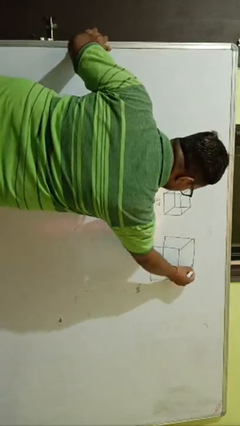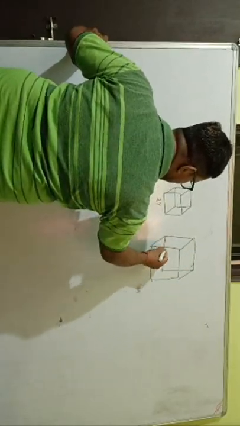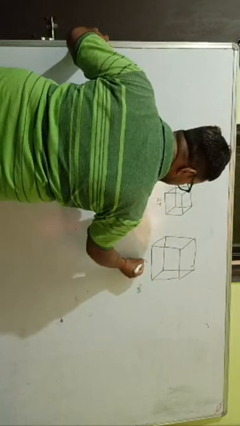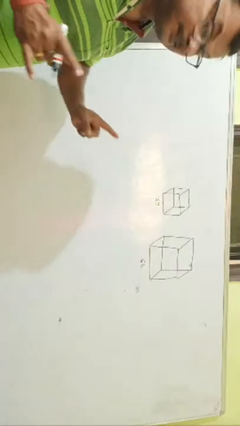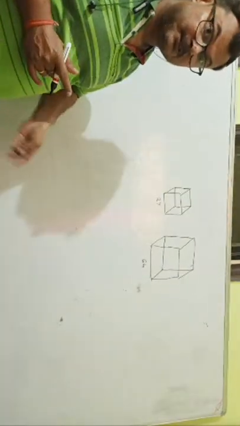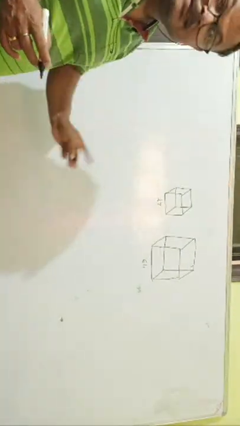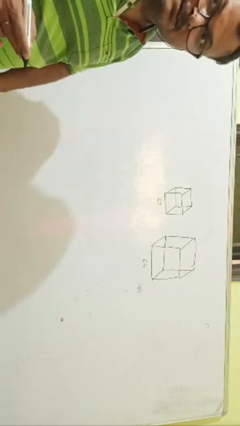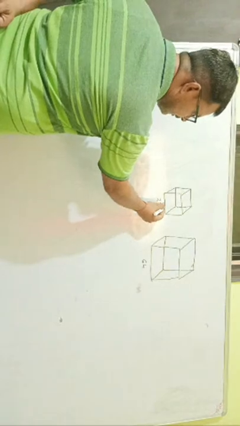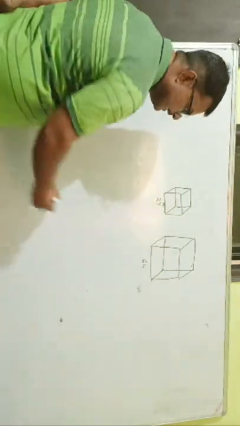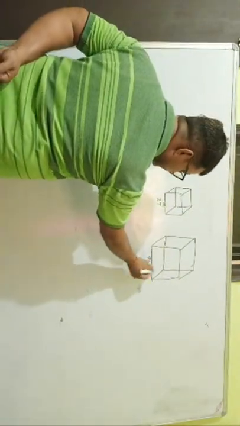You can draw. This portion is 64. This is not 64. This portion ratio is 27:64. I have written for indication only. That is not 27. That is not 64. That is the ratio. Let the edge of this cube be A1 and this be A2.